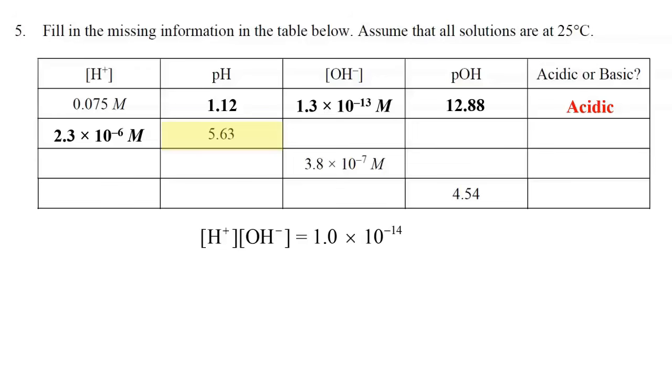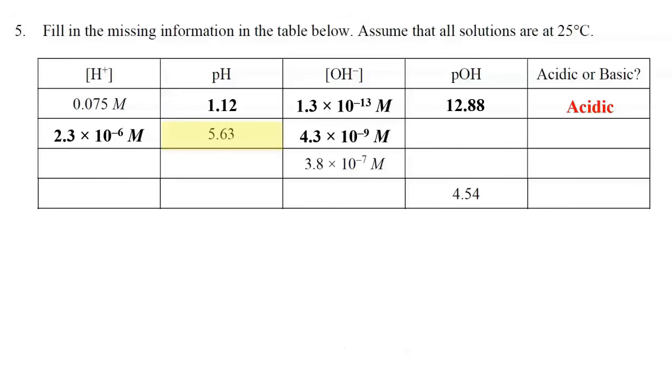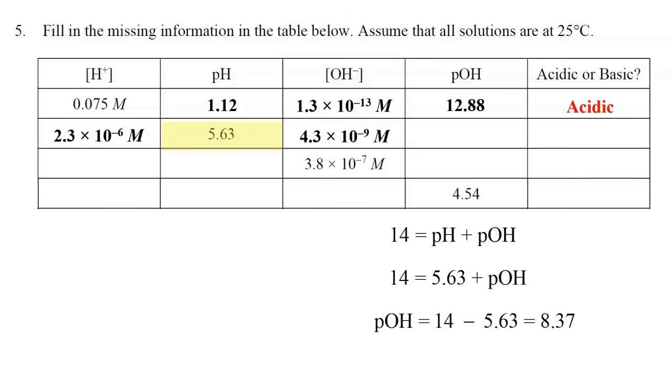Since I already know the concentration of H+, I will do 1 times 10 to the negative 14 divided by the concentration of H+, which is 2.3 times 10 to the negative 6, and I get that the concentration of hydroxide, when rounded off to 2 significant figures, is 4.3 times 10 to the negative 9 moles per liter. The pOH would be 14 minus the pH, so 14 minus 5.63 is 8.37.